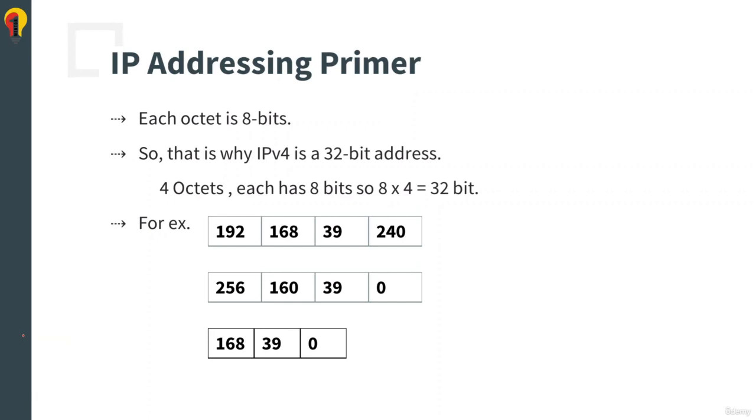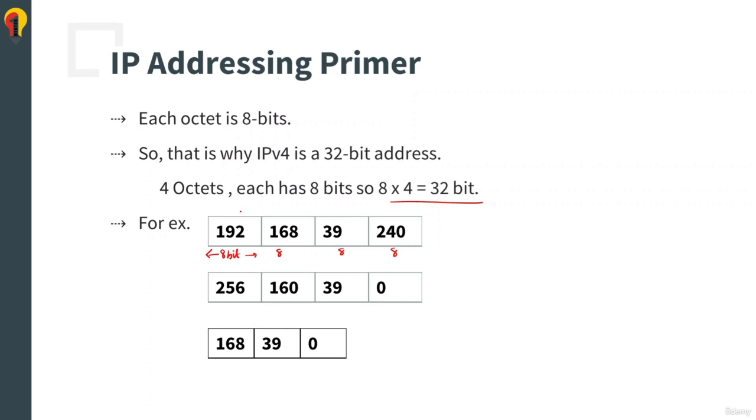As you can see in this example, there are 4 octets. Each octet is 8-bit, and that's why IPv4 is a 32-bit logical address. So in this example, there are 4 octets. Each octet has a value ranging from 0 to 255.